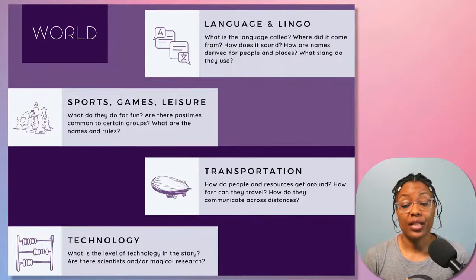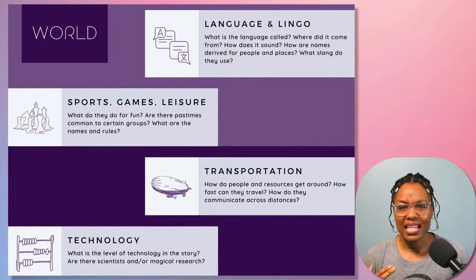We go into language and lingo. So not just any conlang, constructed language that you might have in a speculative fiction story, but real world languages and also slang, phrases that they might use, names of places, names of towns. If you're creating something, how do things sound? What are people's names?